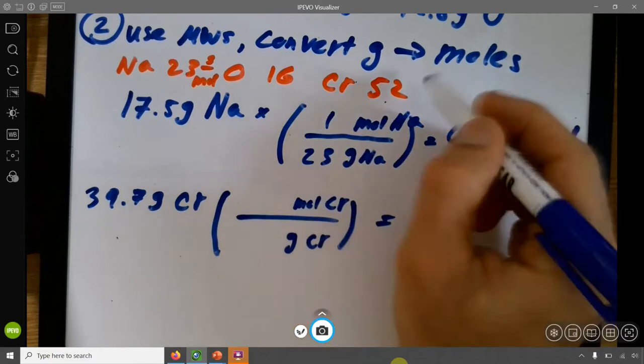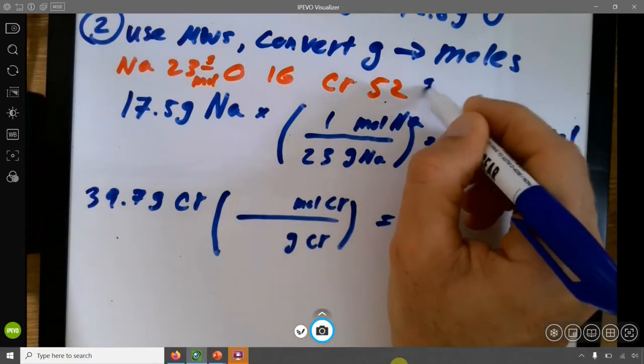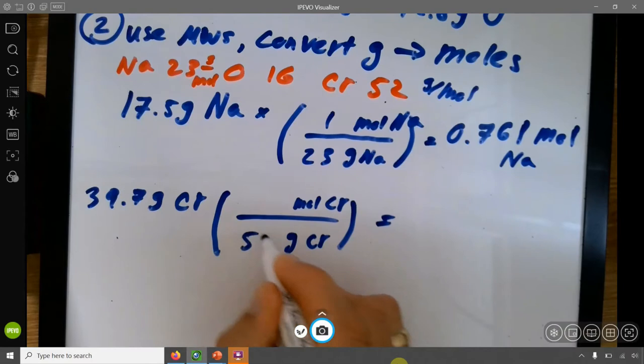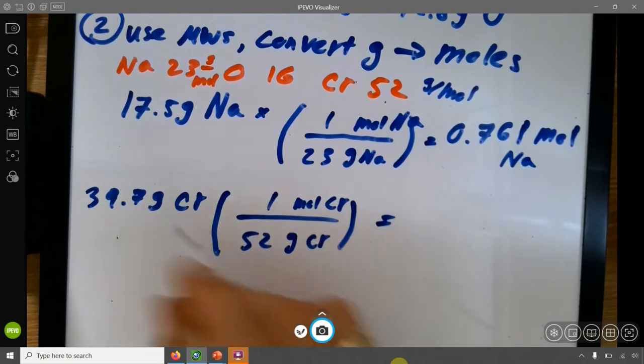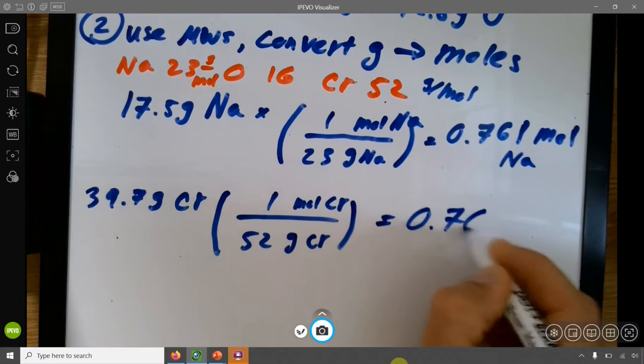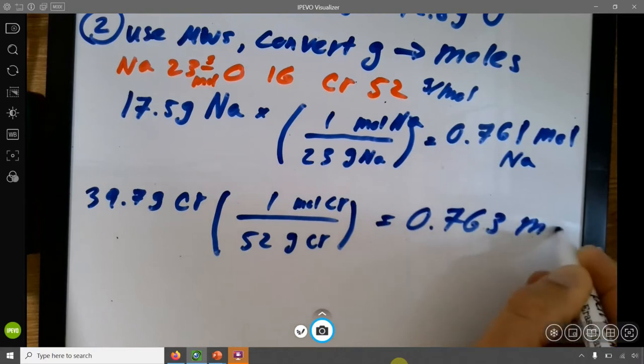This is 52. Again, 52 grams per mole. So the 52 goes with the grams. And this is 1. And if I were to multiply that together, that's 0.763 moles of chromium.